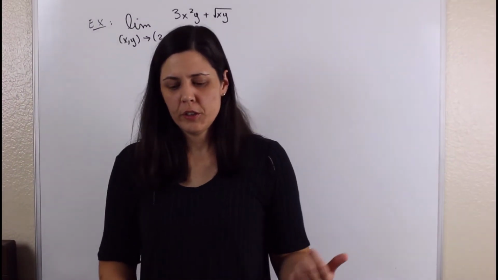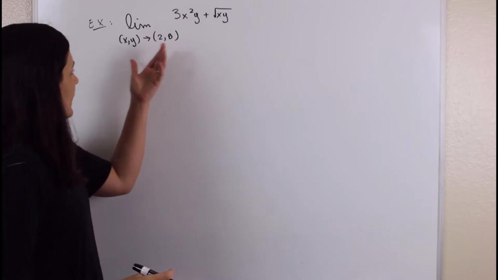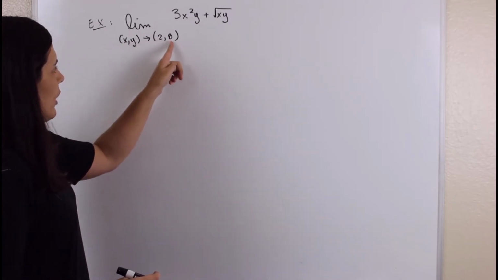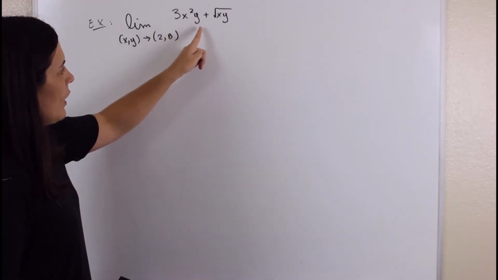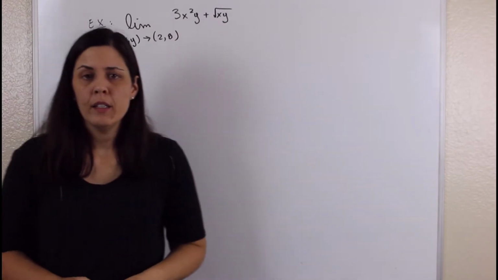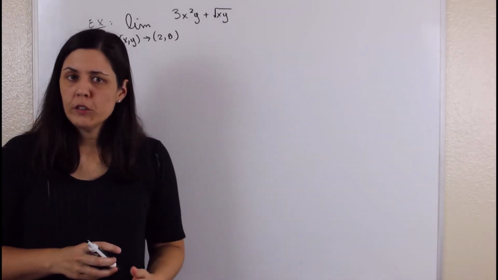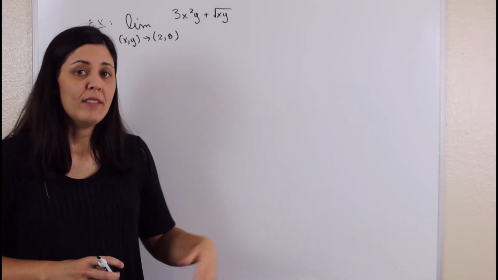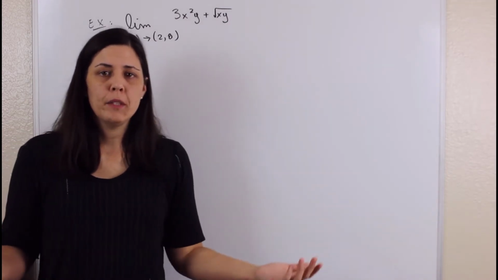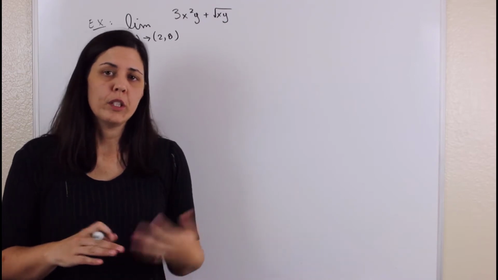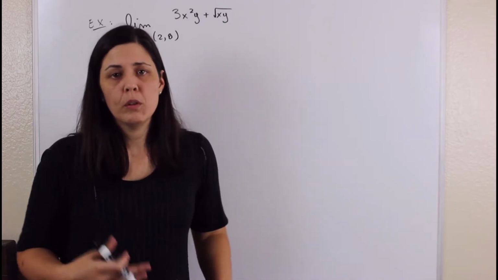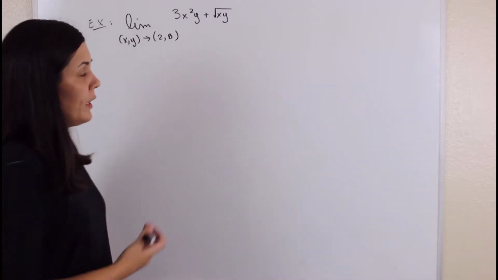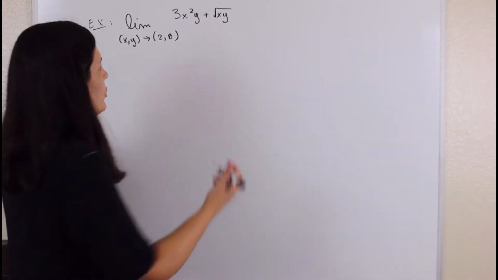Okay, so here's this first example. Find the limit as x, y approaches 2, 8 of 3x squared y plus the square root of x times y. Now, if you remember when you first learned about limits, what you want to try to do is just direct substitution. If that doesn't work, then you try some other techniques that you learned, and I'll show you a different example to use some other techniques. But let's jump right in and see if direct substitution works.